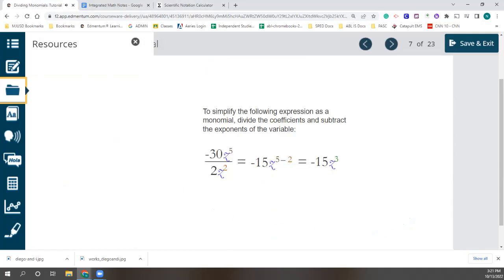To simplify the following expression as a monomial, divide the coefficients and subtract the exponents of the variable. So negative 30 divided by 2 equals negative 15. So if I owe $30 to 2 different people, I am going to subtract negative $15 each from my bank account. The exponents 5 and 2 are subtracted. The difference between 5 and 2 is 3.